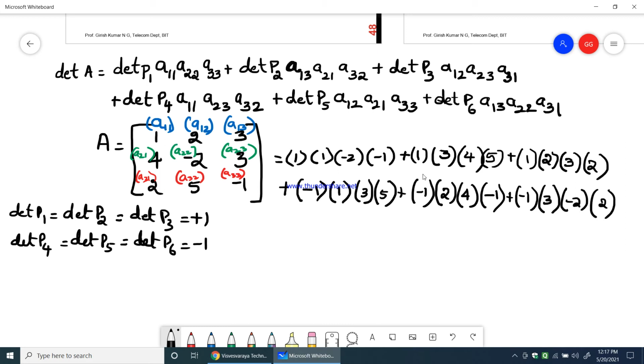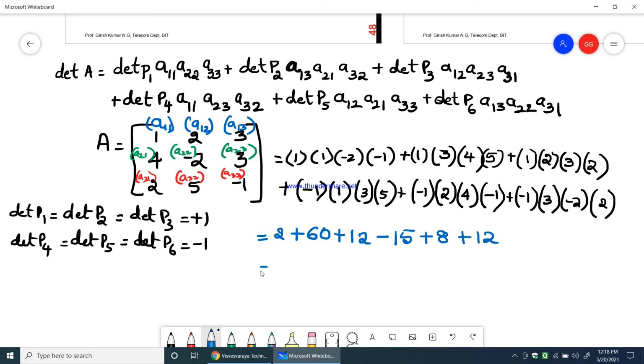Now we'll multiply all these values. So what do we get? Which is equal to 1 into minus 2 into minus 1, which is 2, plus 5 3s are 15, 4 3s are 12, 5 is 60, plus 3 2s are 6, 2s are 12, minus 1 into 1 into 3 into 5 is 15, minus of minus plus 4 2s are 8, minus into minus plus, so 3 2s are 6, 2s are 12, plus 12.